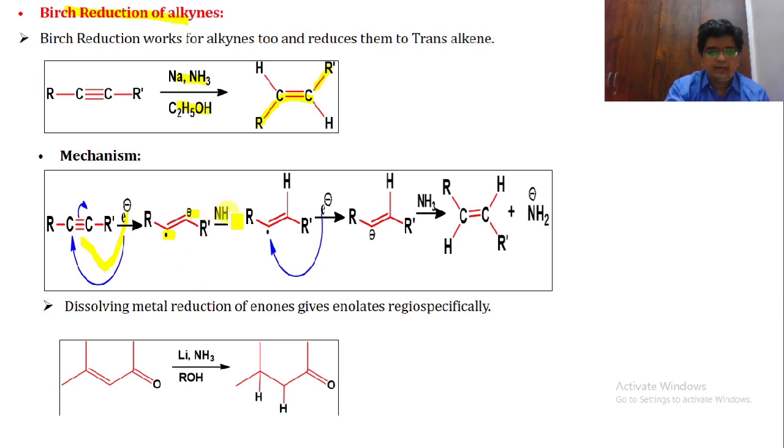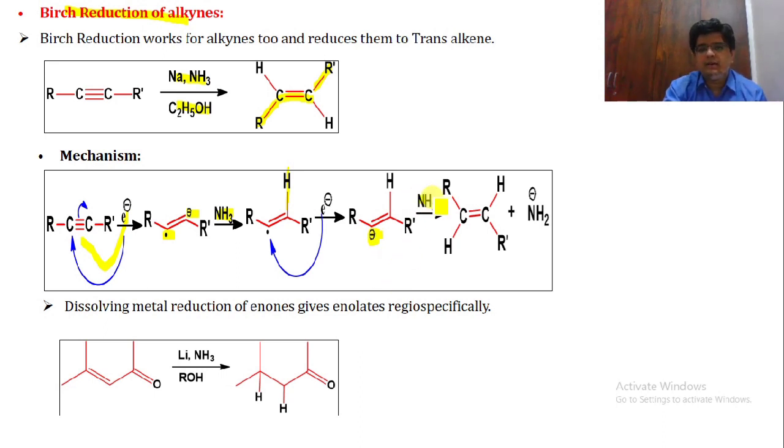Now here we are having NH3. As we know, NH3 gives NH2 minus and H plus. Now this H plus will attach over here. Here we are having a free radical. Now this free radical will be attacked by the electron. So here we have two free radicals that will combine together, and they will form a negative charge.